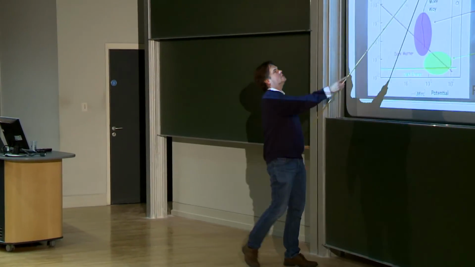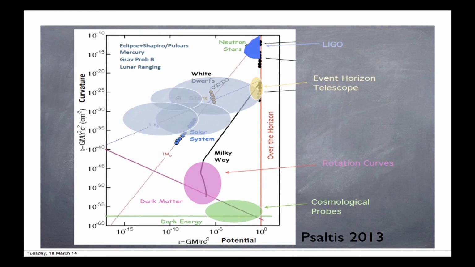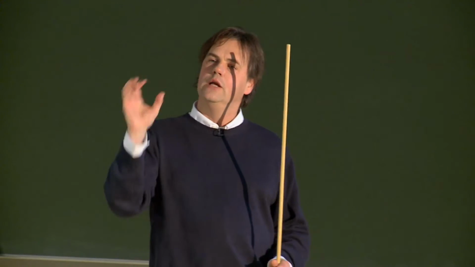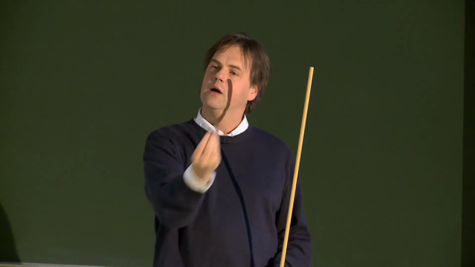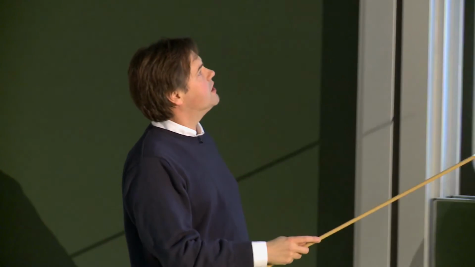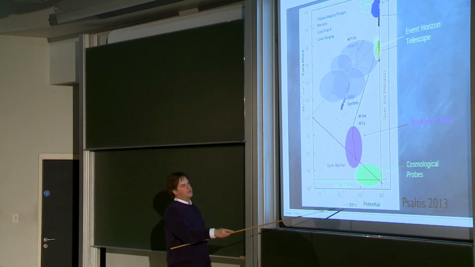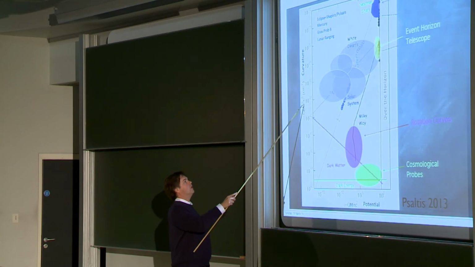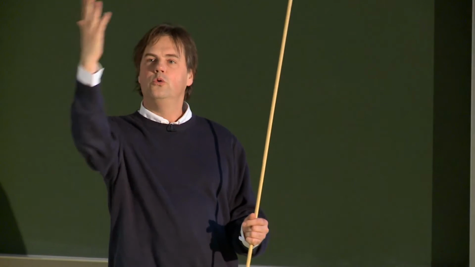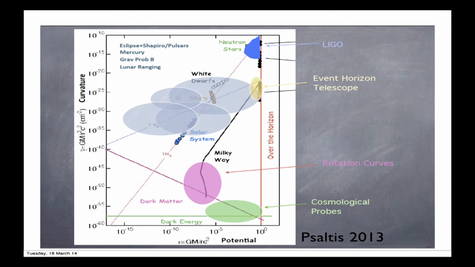And most of the constraints that you talk about in constraining G lie over here. What is this plot? It's become an iconic plot produced by Dimitrios Psaltis, where on the x-axis, you take a system and estimate the gravitational potential there and the curvature there. For the simplest gravitational systems, it's going to be GM over rc squared or GM over r cubed c squared. All right? And you can lay out all these systems where you can constrain gravity on this plot.